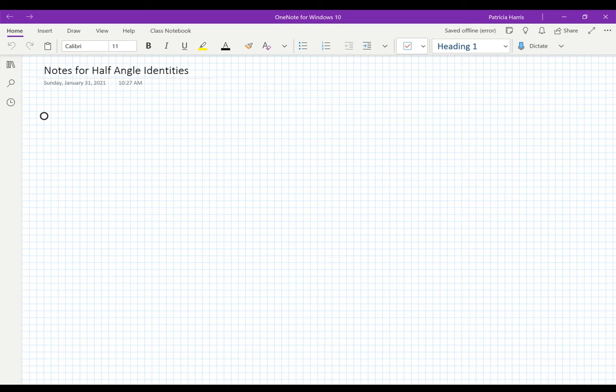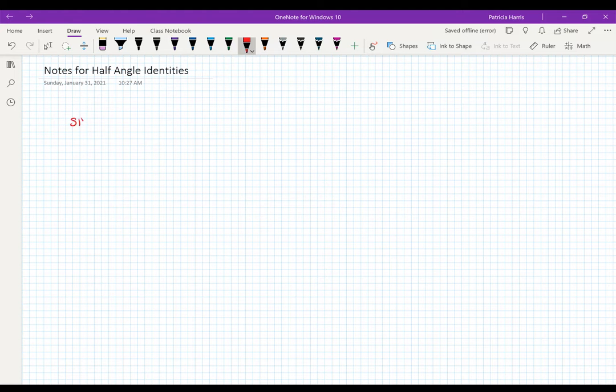Okay, so right now we're going to do half angle identities. So we'll start with sine x over 2 equals plus or minus the square root of 1 minus cosine x all over 2. Then cosine x over 2 is equal to plus or minus the square root of 1 plus cosine x all over 2. And then finally tangent.